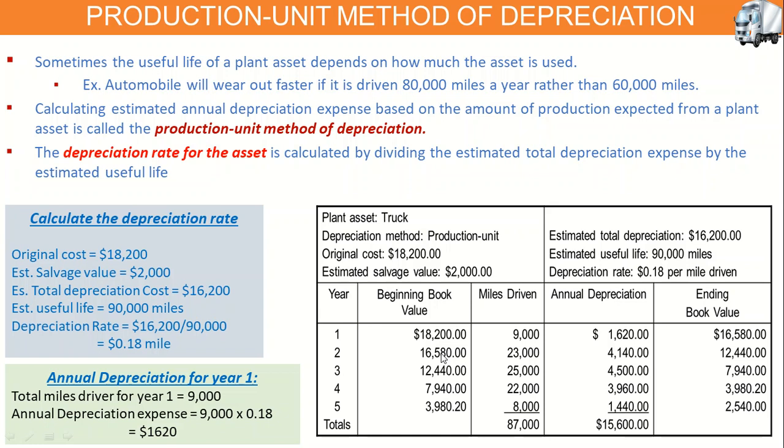But here we have a difference: the miles driven are different for each year. For year 1 it was driven 9,000, for year 2 it was driven 23,000. So every time we multiply the miles driven for the specific year by 0.18 per mile, and that is our depreciation rate, and that is constant for each year. So this is our production method of depreciation.